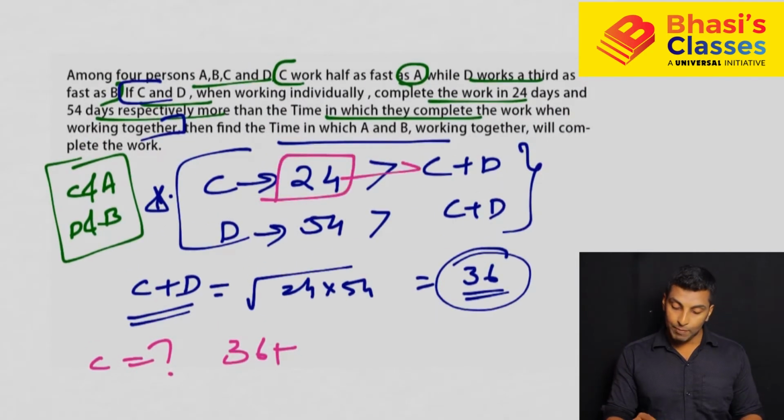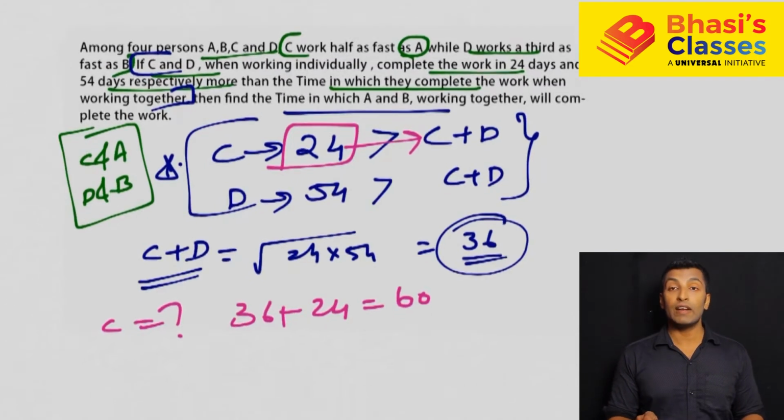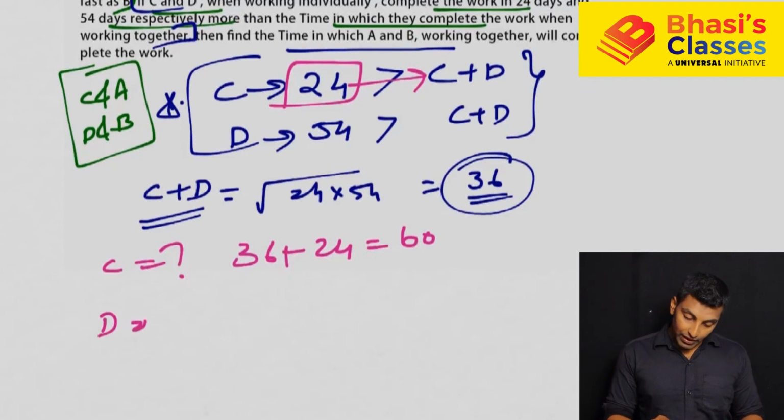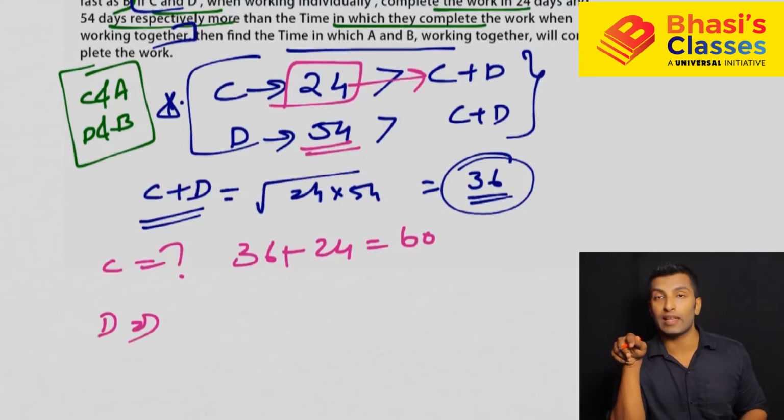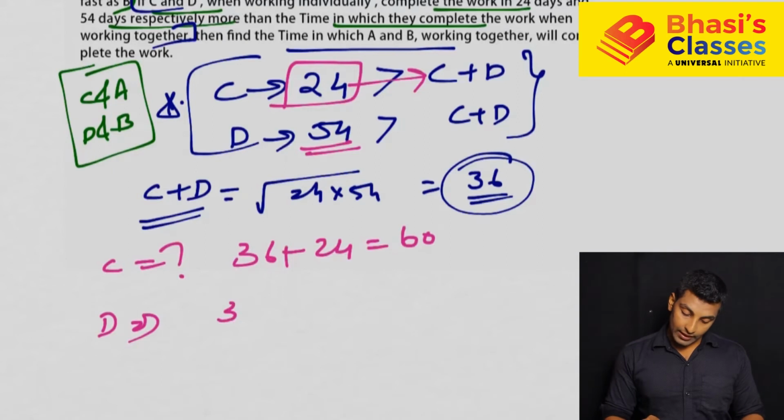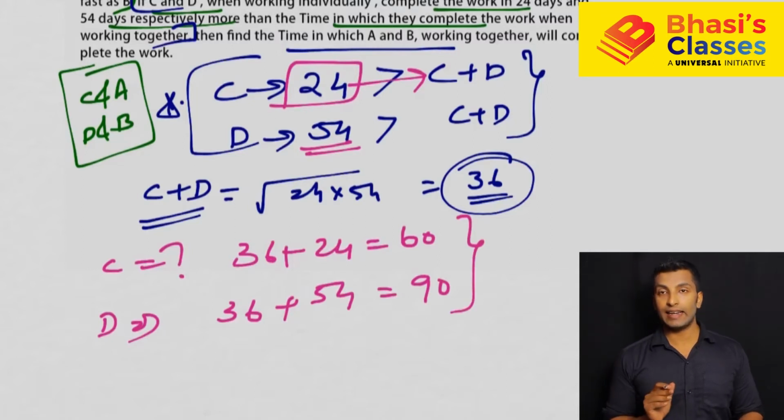C will take 24 days more than C plus D. So 36 plus 24, 60 days. C will take 60 days. What about D? We know D will take 54 days more than C plus D. So 36 is C plus D, and 54 more days means D will take 90 days. So C will take 60 days and D will take 90 days.